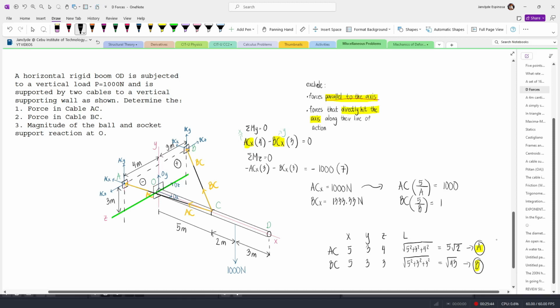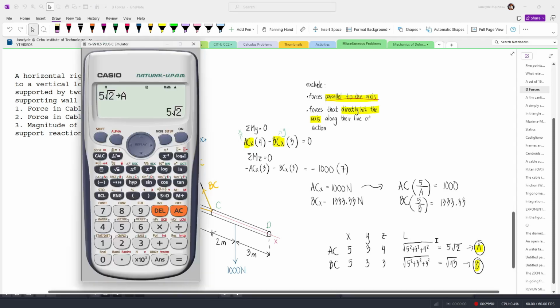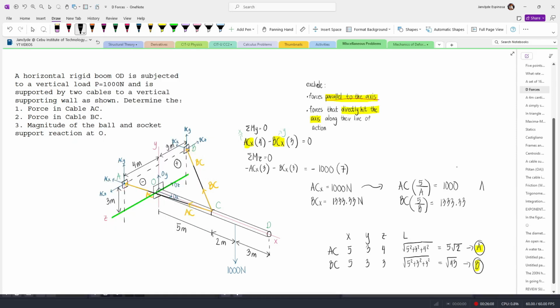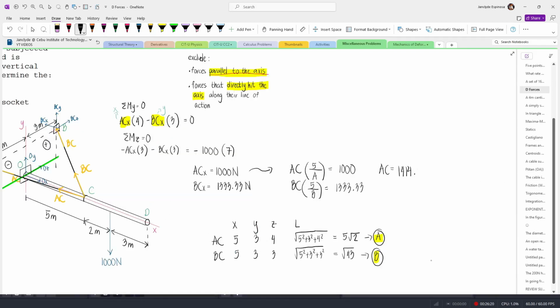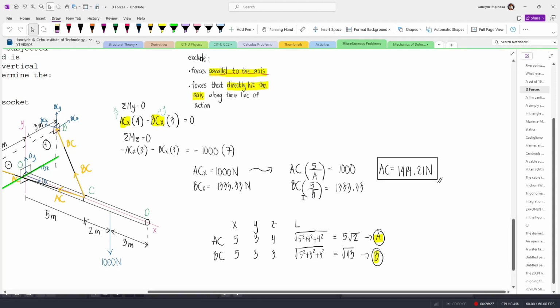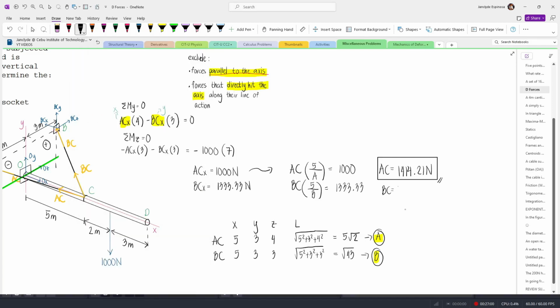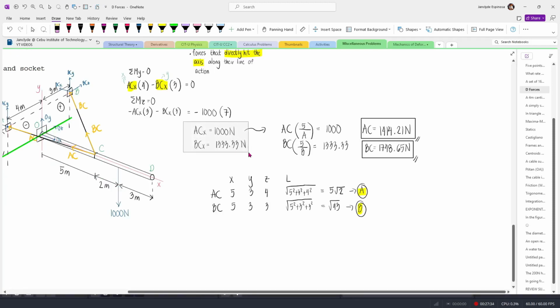This is equal to 1333.33. And so solving AC, we have x times 5 over A equal to 1000. We have 1414.21. So AC equals 1414.21 newtons. And then solving BC, we have x multiplied by 5 over B. This is equal to this value. So we have BC equal to 1748.65. So BC equals 1748.65 newtons. And so we now have ACX and BCX.